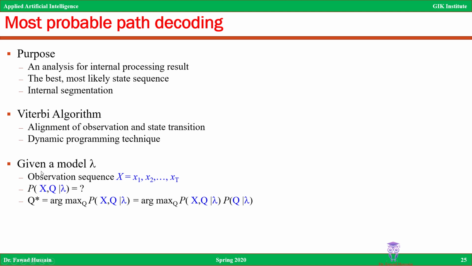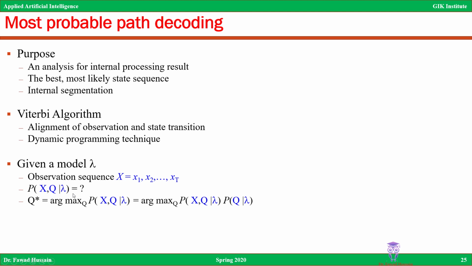So like the previous one, we are given the model lambda, and this lambda is composed of A, B and pi. A is the state transitions, B is the probability of selecting a particular object in a particular state. For instance, probability of selecting blue in the first jar, probability of selecting green in the second jar, and pi is the probability of the initial state.